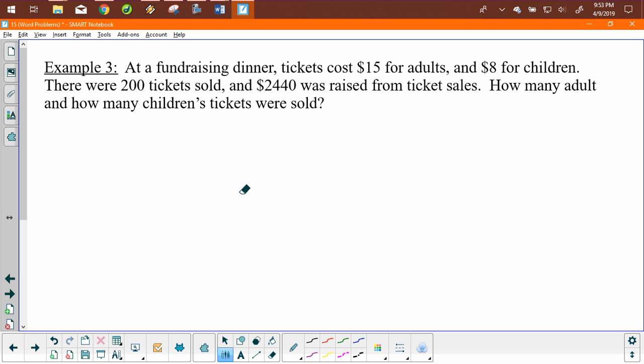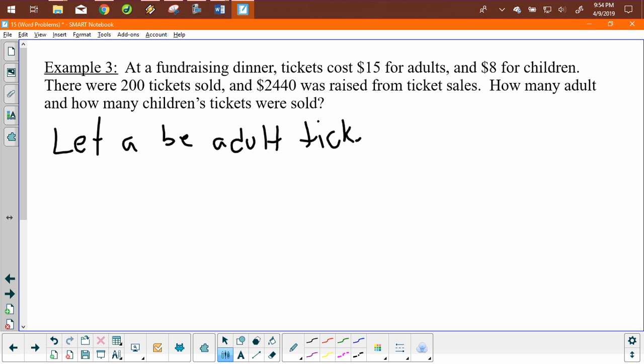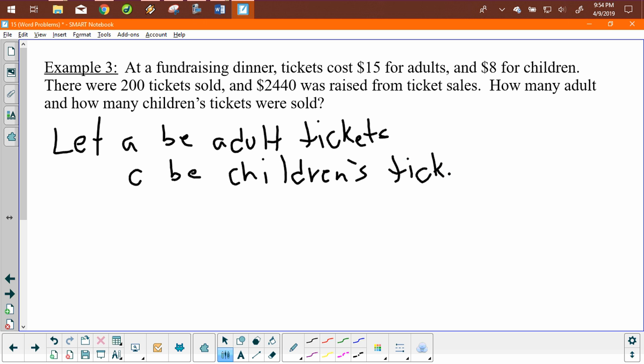Maybe just to mix it up, let's use some other letters than x and y. So let's say for adults we use A. Let A be adult tickets, and C be children's tickets. Now let's have a look at the information.